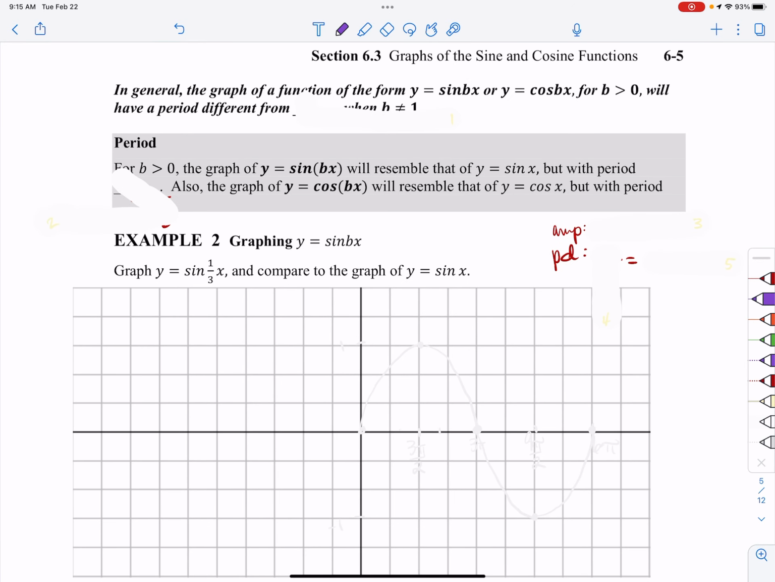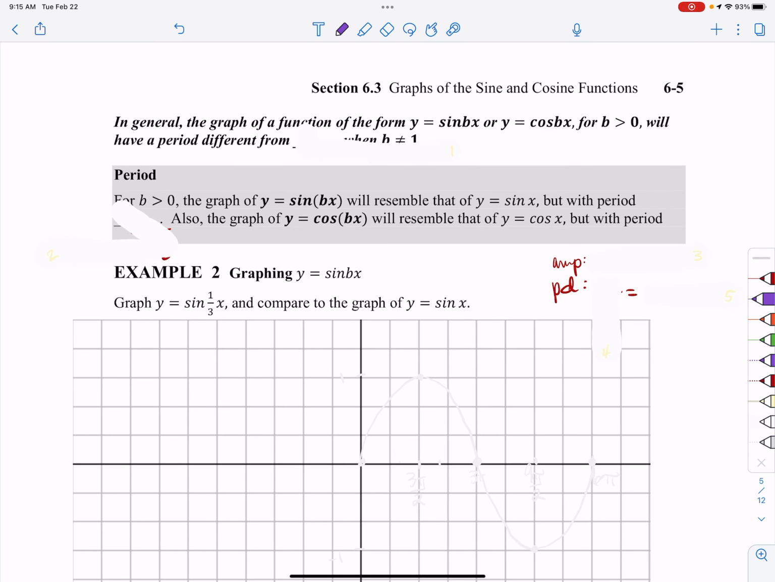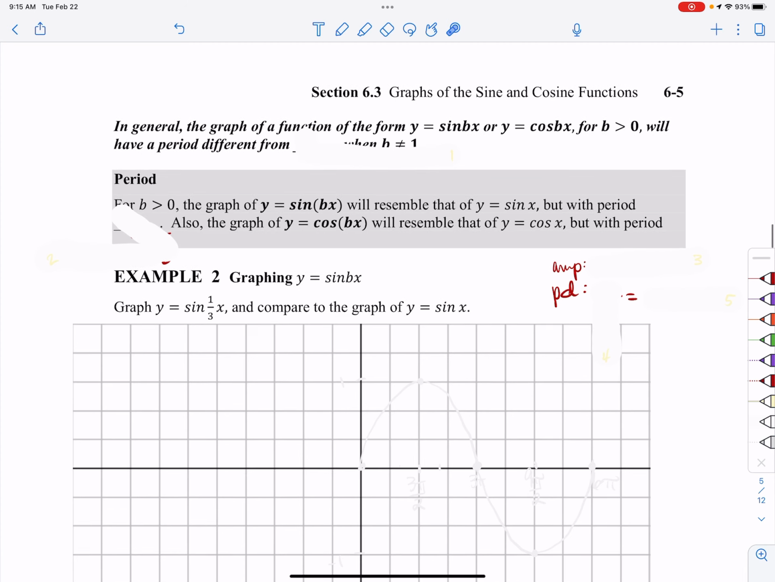Going on to the next concept here, in general, the graph of a function that has not an A value now, but a B value, and it's actually being multiplied by my angle. A lot of times we'll put this in parentheses, not always, but a lot of times. Here we are going to be dealing with a positive B value. It's going to affect the period of my graph. We know that the parent period is going to be 2 pi. The period of my graph now is going to be affected.